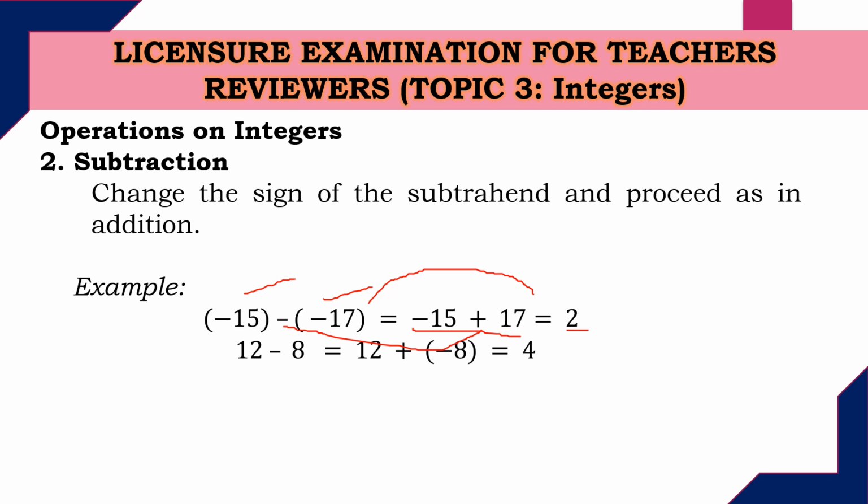Next, 12 minus 8. Simply, that is equal to 4. But the rule there is, we will change the sign of the subtrahend. So, from positive 8, it will become negative 8. And from minus, it will become plus. So, we have 12 plus negative 8, that is equal to 4.